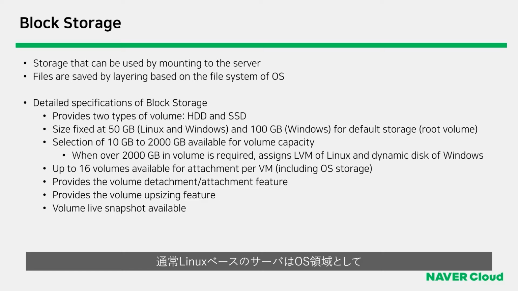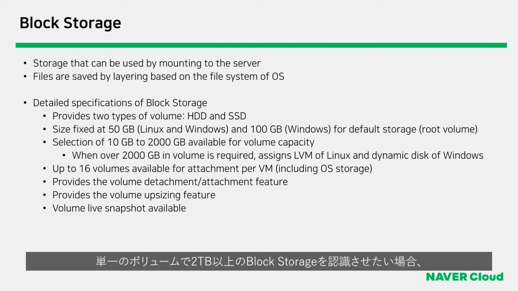Generally, 50 gigabytes of block storage is allocated in the OS area for Linux-based servers, and 100 gigabytes of block storage is allocated in the OS area for Windows servers. Additional block storage outside the OS area can be added, and a minimum of 10 gigabytes to a maximum of 2 terabytes can be created for additional block storage.